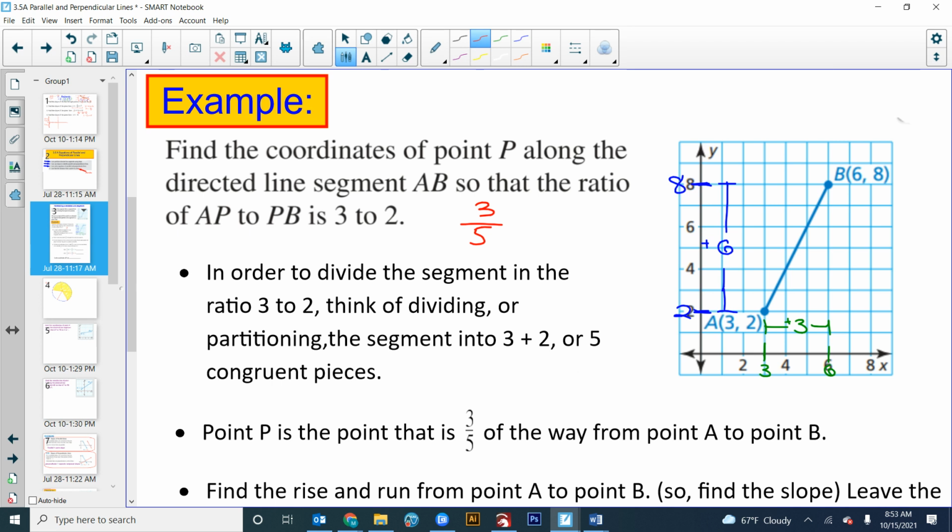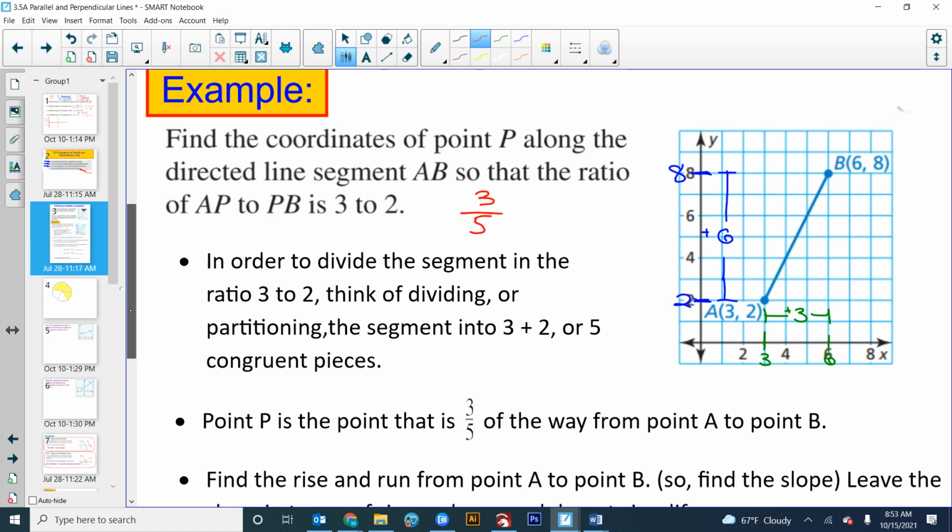Say it one more time. We have our horizontal change. I'm going to go 3/5 of the horizontal change. We have our vertical change. I'm going to go 3/5 of the vertical change. And I'm going to tell the person to walk over that far and up that far, and they're going to get to the point P. Make sense? Let's do it. All right.